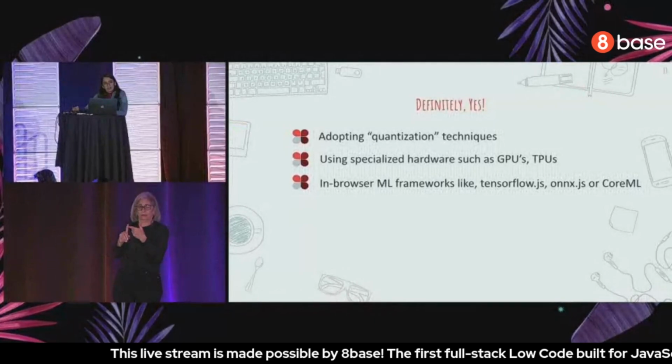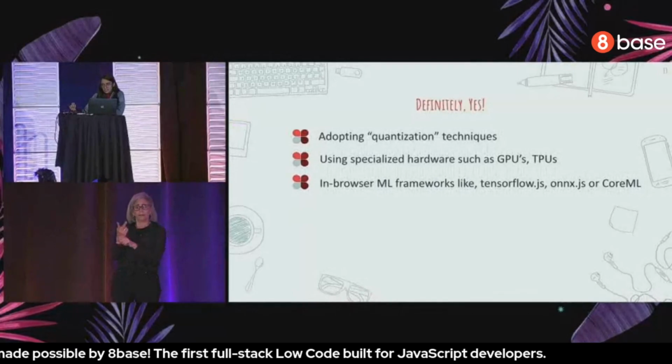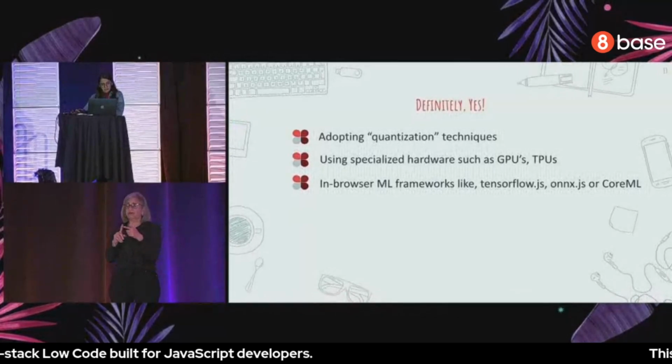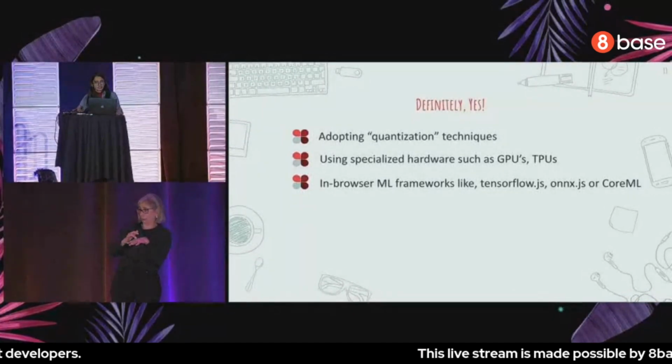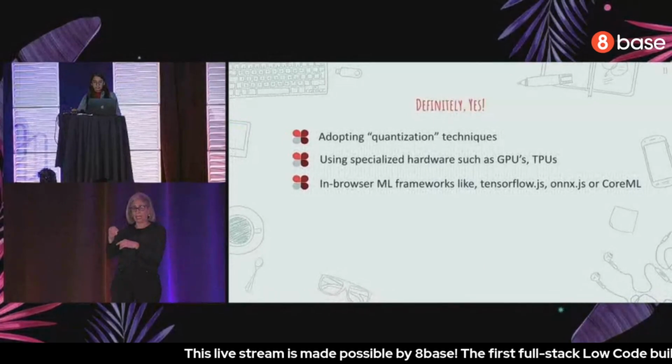Quantization is significant. It's very much useful because it significantly reduces the memory and the compute requirements of your model, and therefore people generally adopt quantization techniques. Again, we already know that specialized hardware is available, so we can definitely use specialized hardware like GPUs or TPUs in order to build machine learning models on the edge devices.